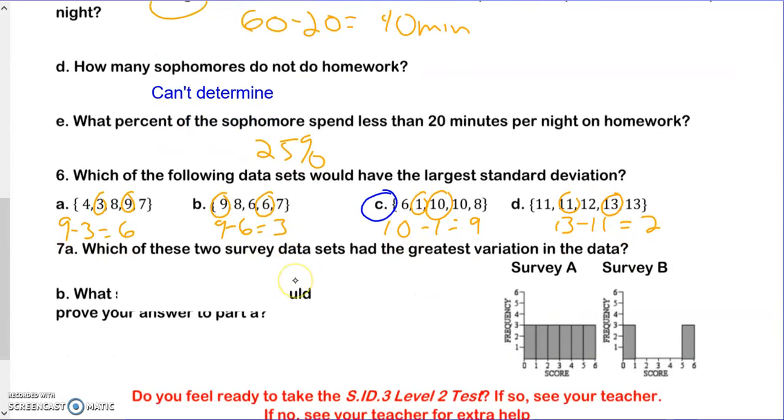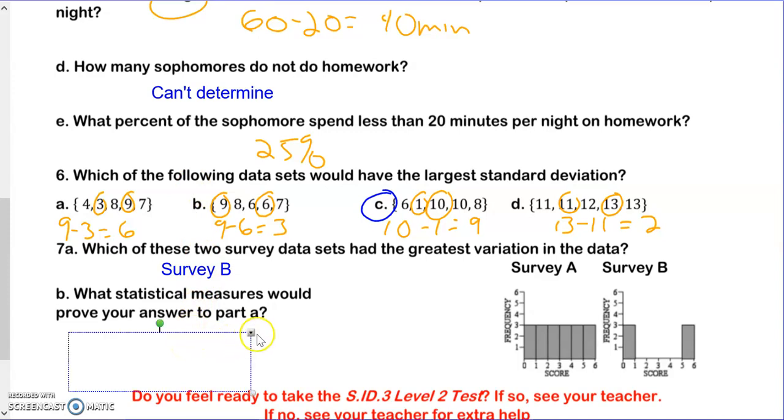Which of these two survey data sets shows the greatest variation? Well, this one looks like they're all the same. It's very consistent. But the one that has the biggest variation, the one that's spread out the most, would be Survey B. And what statistical measure would you use to prove your answer to part A? It would be standard deviation. It's going to cause the biggest variation when the numbers are so spread out like that.